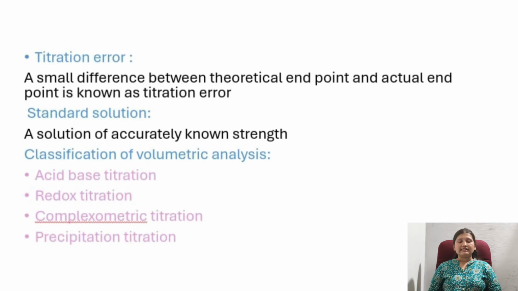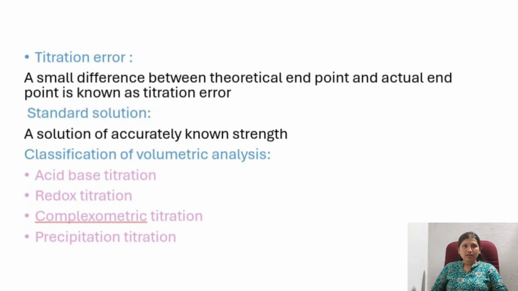Titration error. Titration error is defined as a small difference between the experimental endpoint and actual endpoint. Actual endpoint is known as a theoretical endpoint. For example, the experimental endpoint is 5.8 ml by doing the titration, and the actual endpoint is 5 ml. 5.8 minus 5 is equal to 0.8 ml. Therefore, 0.8 ml is the titration error.